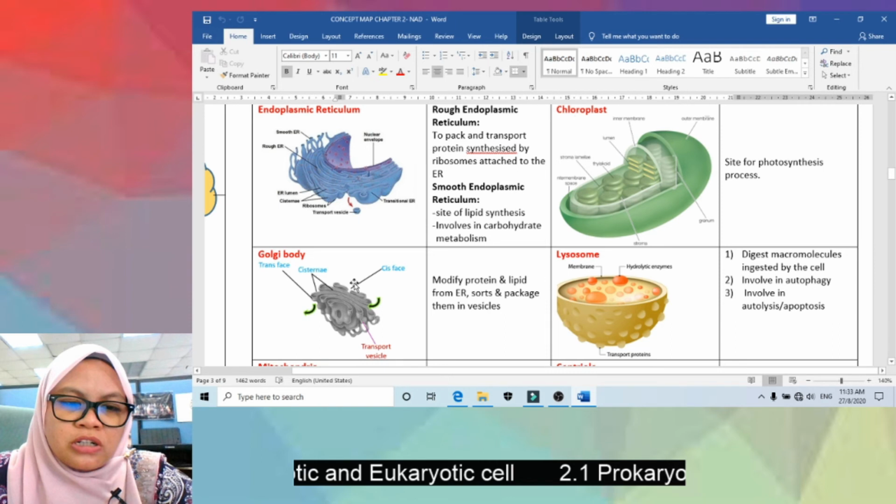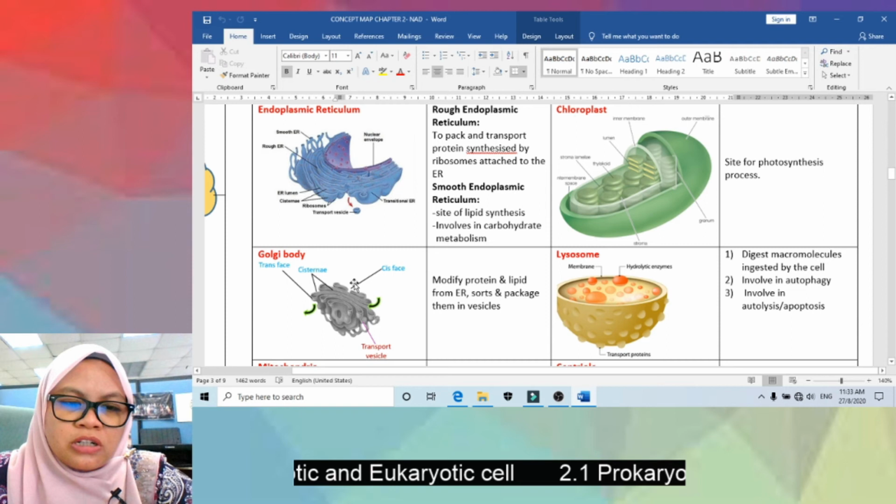Next, we have mitochondria. So this mitochondria is a double membrane organelle and also called an autonomous organelle. Why autonomous? Because it has its own DNA. So this mitochondria, since they have double membrane, has outer membrane, inner membrane, and then the region between outer membrane and inner membrane is the intermembrane space. And then the fluid inside the mitochondria we call the matrix.